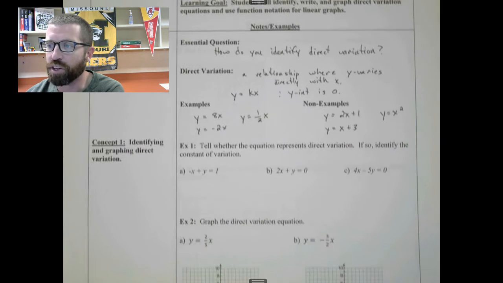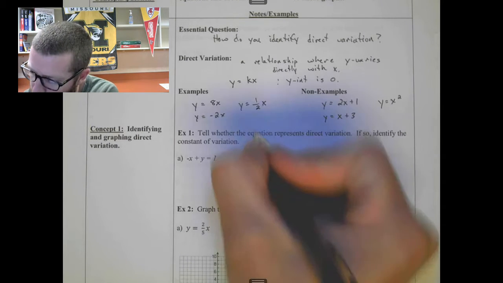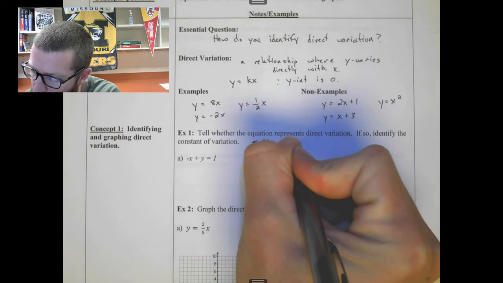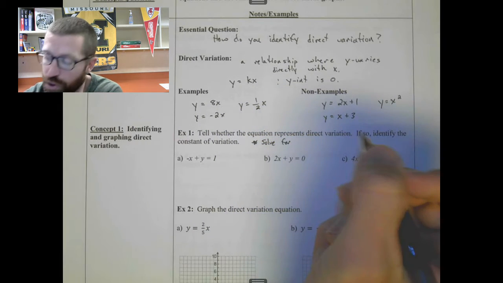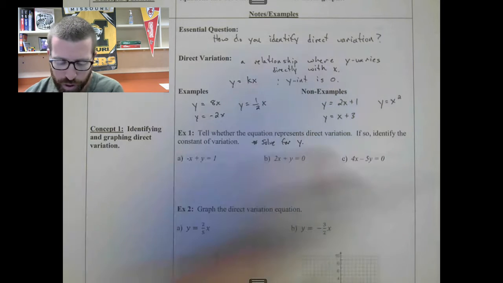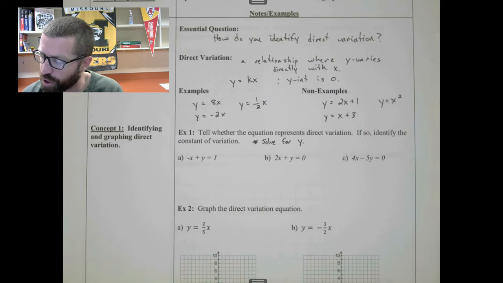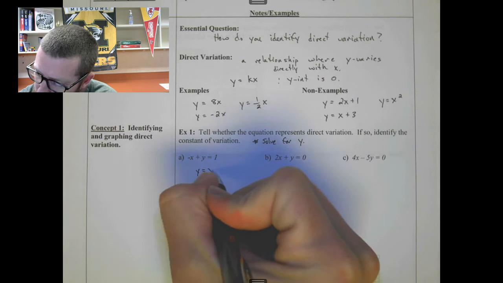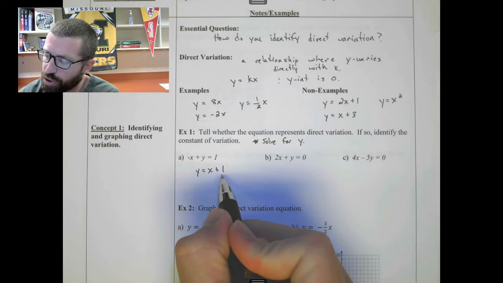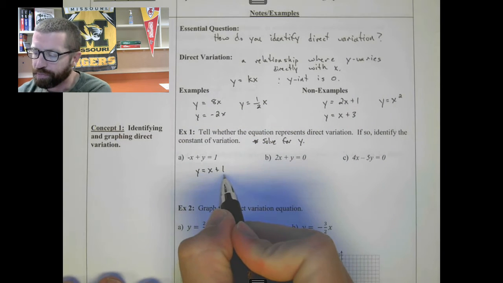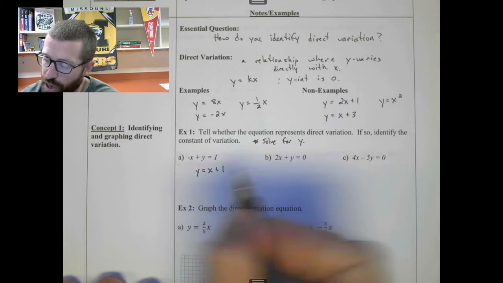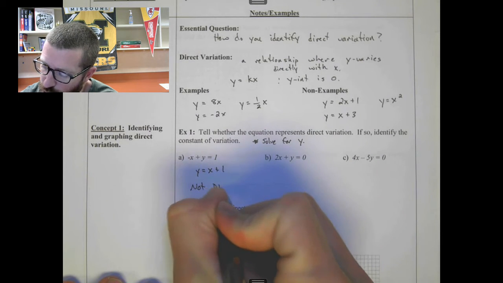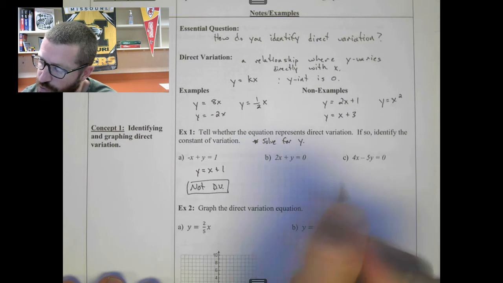So to first identify these, we want to solve for y and just see if there is a y-intercept that is something other than 0. So here, if we add x to both sides, I get y is equal to x plus 1. And because this is not 0, this is not direct variation. We'll use DV for direct variation.